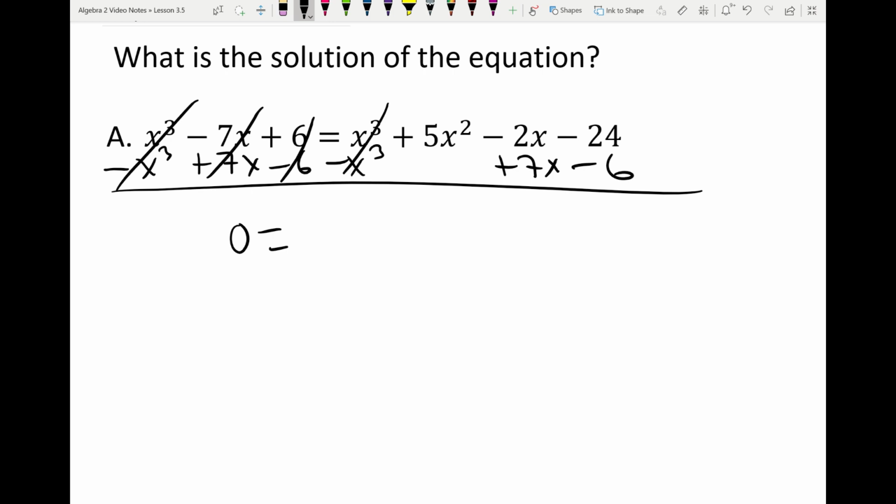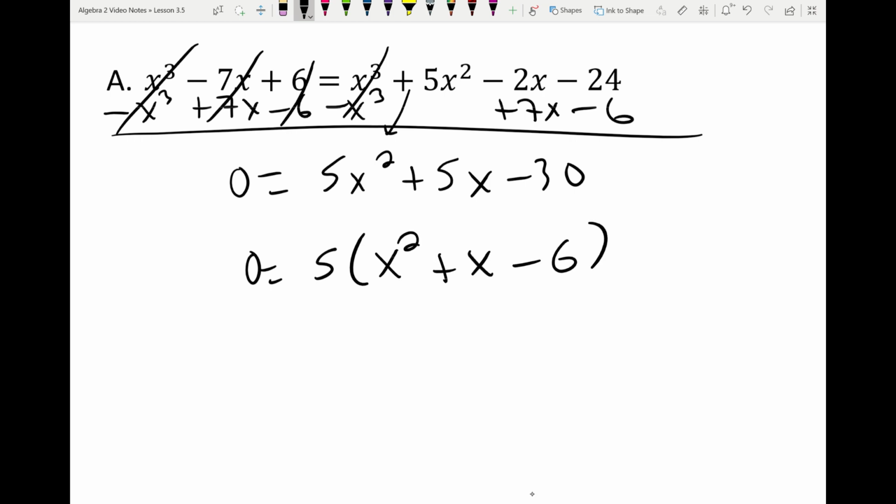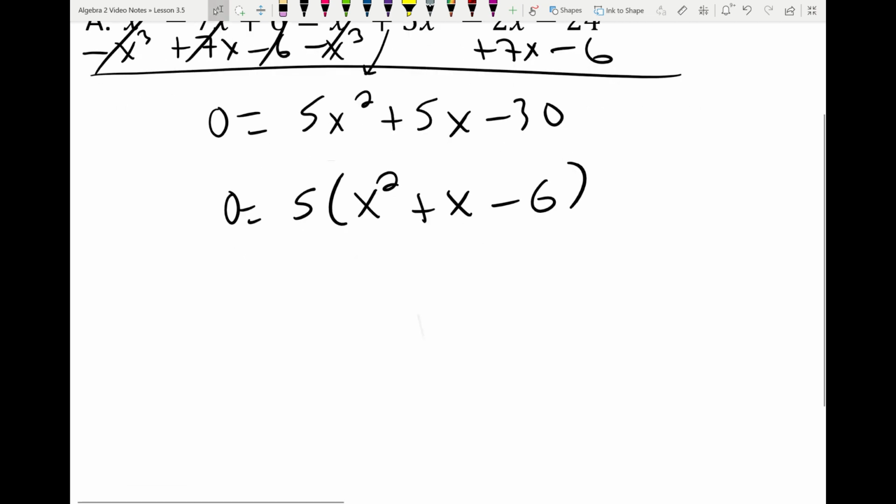So now we have, notice that x cubes cancel out here, so that's nice. So now we have 5x squared. Negative 2 plus 7 is positive 5x. Negative 24 minus 6 is negative 30. So now we're going to factor out a 5. So if you pull out a 5, well, 5 times 1 is 5, 5 times 1 is 5, and then 5 times 6 is 30. So that's how I got that.